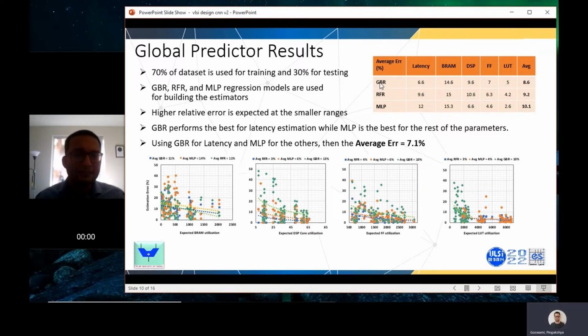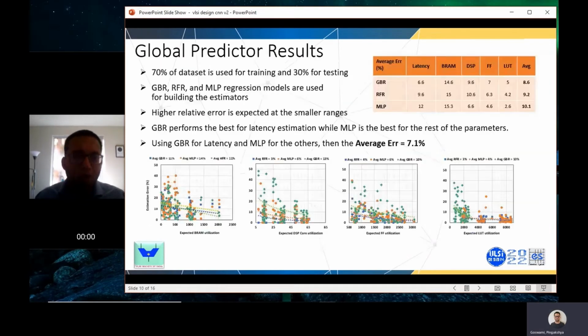We created three different models: gradient boost regression, random forest regression, and multi-layer perceptron based regression model to test the model accuracy. We achieved error less than 10% for all three models and for all 5 predicted parameters. But it was found that gradient boost regression gives us the best result, where the average error is 8.6% for all 5 predicted parameters.